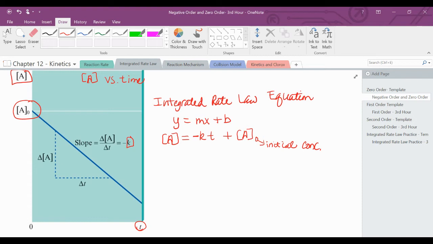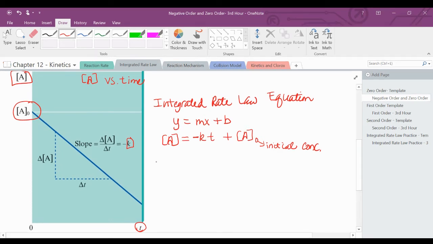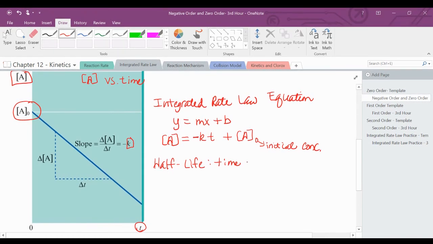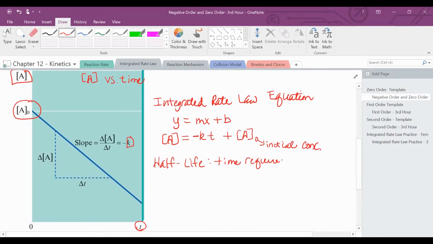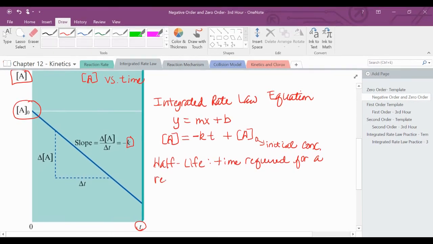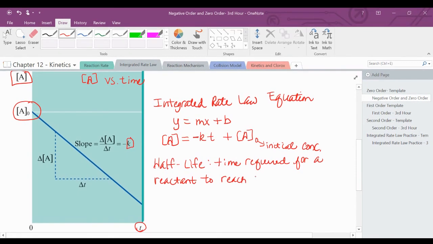Now, from the integrated rate law equation, we can derive the half-life equation. Now, since this is the first time we're talking about half-life, we should probably define half-life. So half-life is the time required for a reactant to reach half its original concentration. And if you don't like the word original, think of initial.